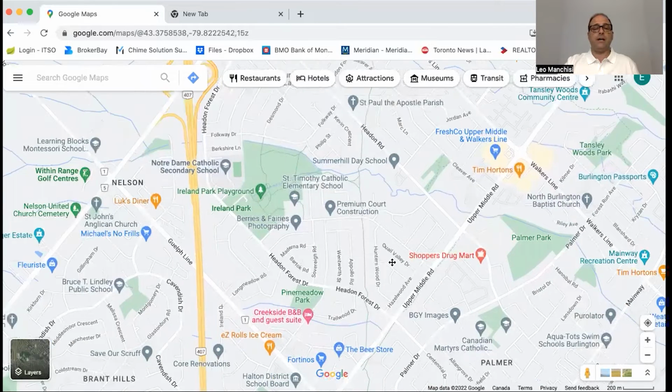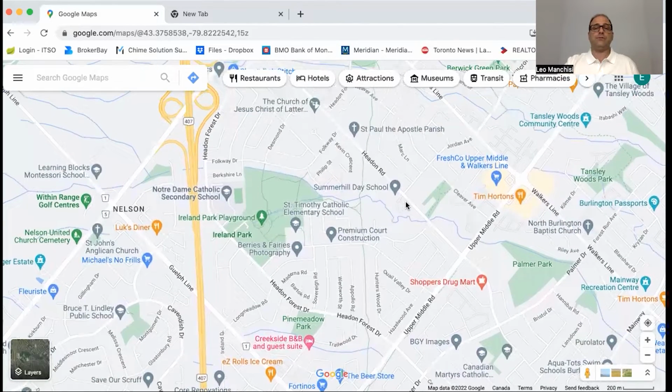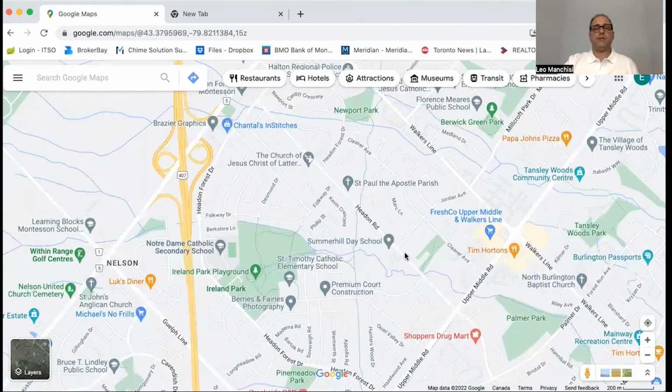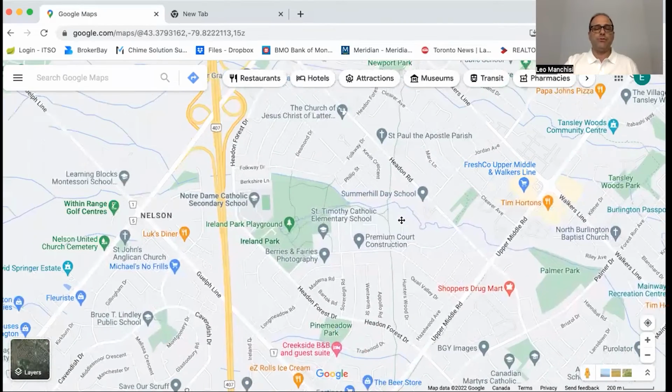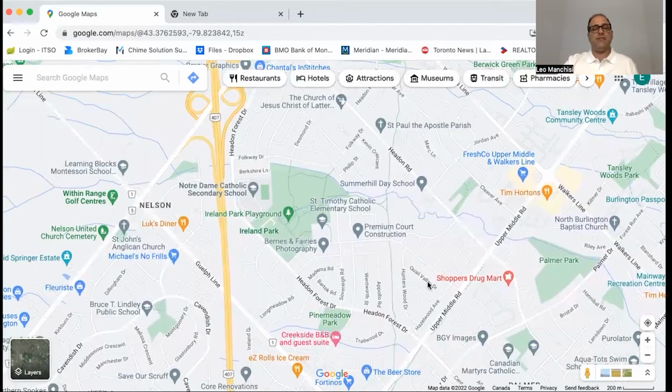And it also has St. Paul's the Apostle Church, kind of in the heart of Headon Forest. So moving over to parks that are contained inside of Headon Forest here.